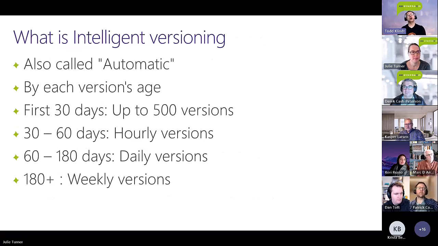So what is this automatic version trimming that we've been talking about and foreshadowing and hinting? It's a new thing that Microsoft released here, I don't know, 6-8 months ago. It's called intelligent versioning in some places. It's called automatic versioning in some places. It's called enable version trimming in PowerShell, but it's all the same thing. And this is the idea that not all versions are created equal. The idea is that versions that are recent are more valuable than versions that are old.